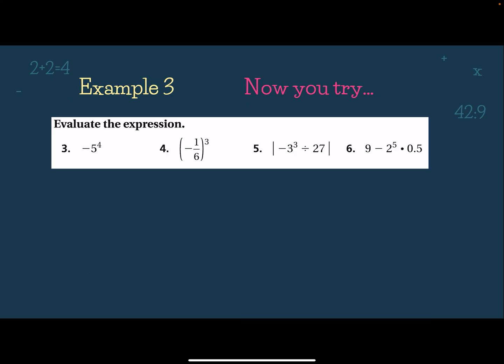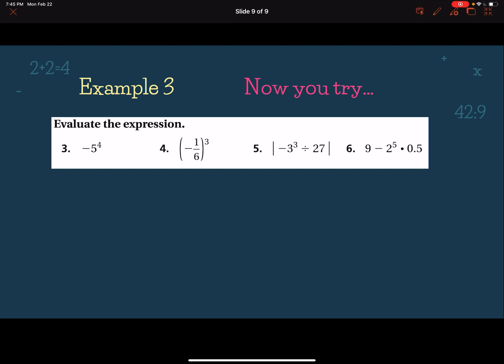Okay, example 3. Now you try. There are 4 problems here. Put them directly into your calculator and see what you come up with. Now on number 5, you've got absolute value, so you're not going to have that directly into your calculator. Pause the video, come back and check your work, see how you did.